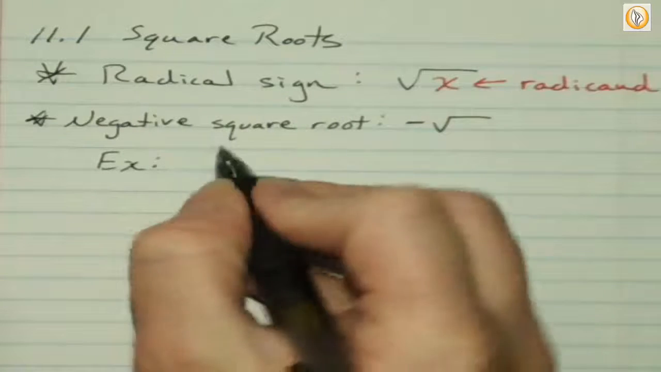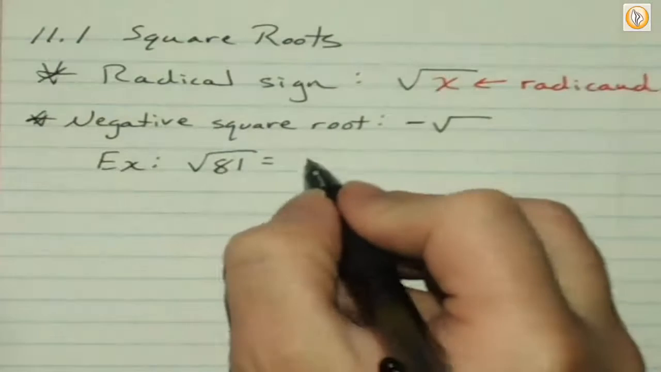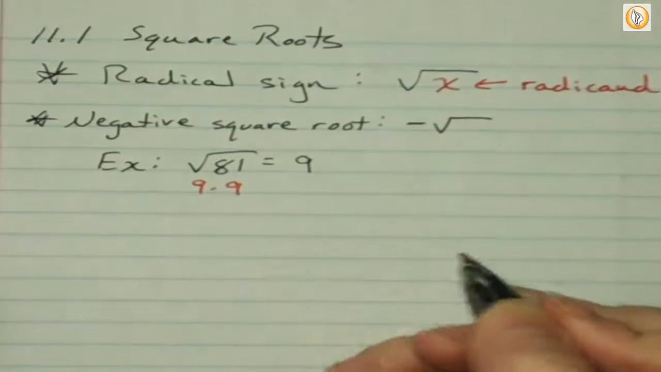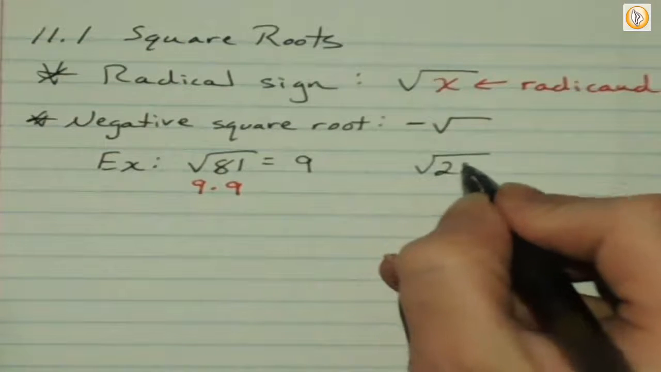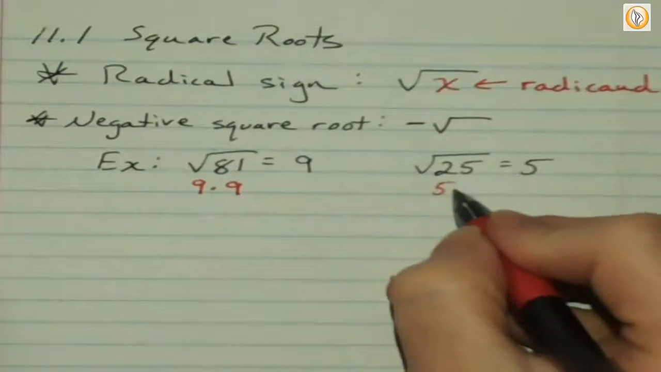For example, square root of 81 is what? 9. That means 9 times 9. The square root of 25 is 5. That means 5 times 5.